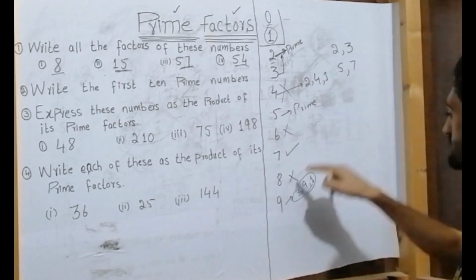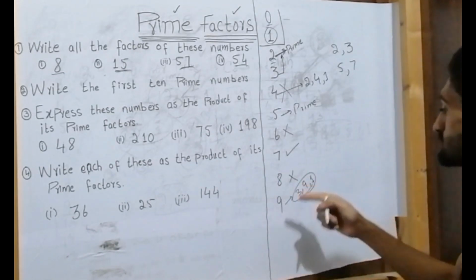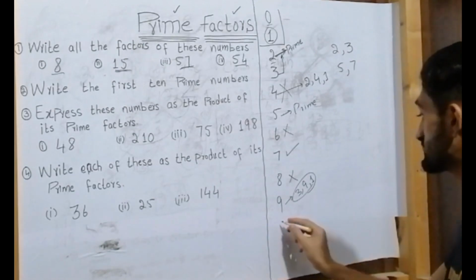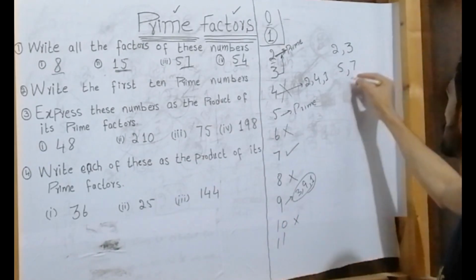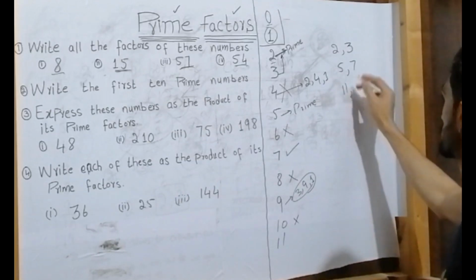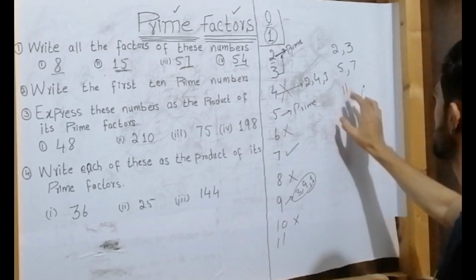So after 7, 8 comes which is not prime. 9 comes which is not prime. 10 comes which is not prime. 11 comes which is prime. So I will write 11 here as well. So total numbers are 5.